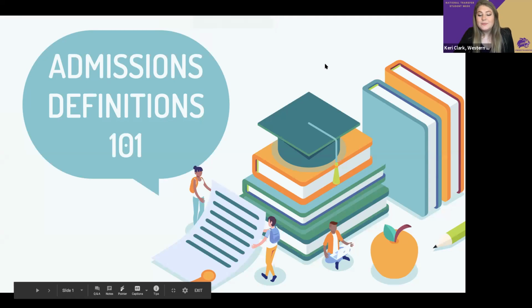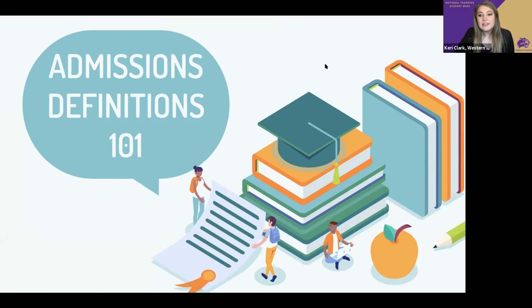Alrighty, so this is Admissions Definitions 101, just a little bit about the purpose of the presentation. It's kind of just to give an introductory course into some four-year terms that we throw around often here in admissions that you may not be familiar with as transfer students even. So we're just going to go through here, kind of explore different categories of your transfer to a four-year institution and explain some of the terminology that we use in that process.